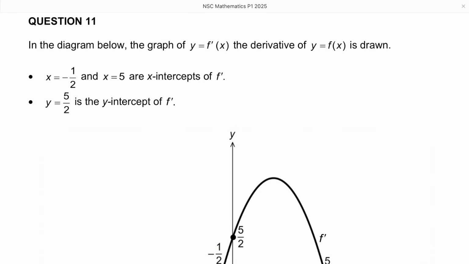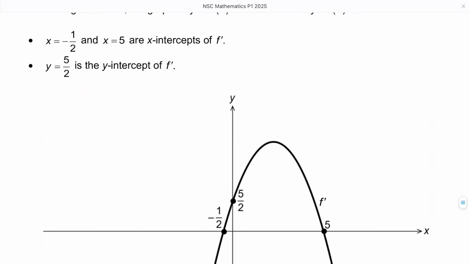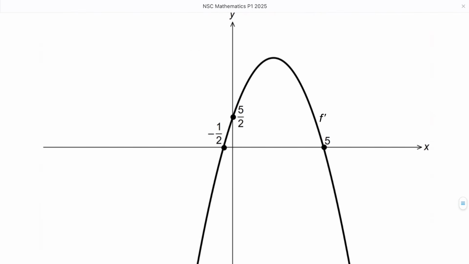We're going to take a look at question 11 in this question paper. They tell us that in the diagram below, they give us two graphs. They give us y, which is the derivative of f of x. They also tell us that -1/2 and 5 are the x-intercepts of the first derivative. And then they also give us the y-intercept of the first derivative. And we can see that's all indicated on the diagram.